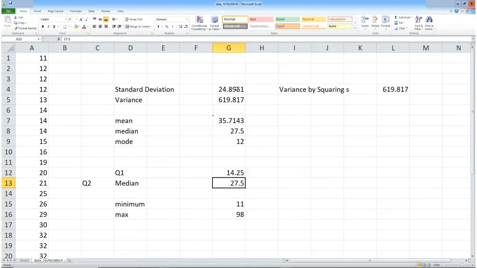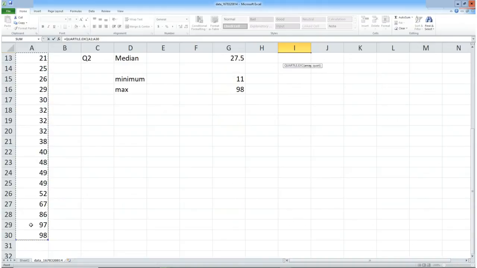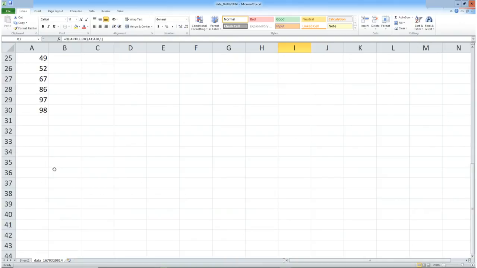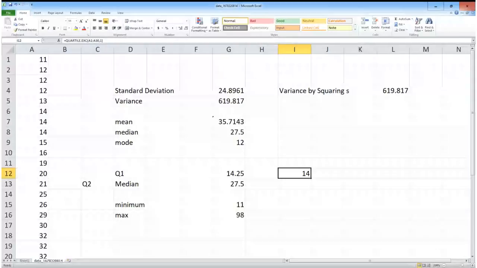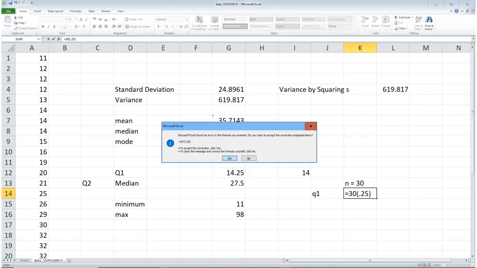Now I'm going to try it again and see what the difference is between inclusive and exclusive. And I'm also going to try it by hand. So there are 30 values, so N is equal to 30. To find Q1 by hand, or by the method the book shows you, it is 30 times 0.25. What's the matter? Oh, that's right, they don't use parentheses.